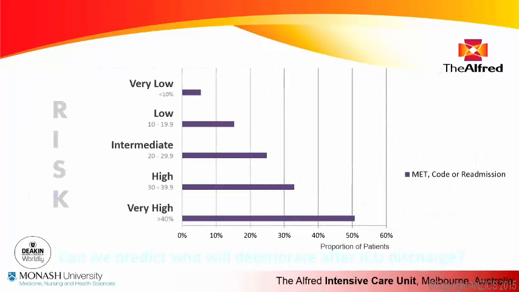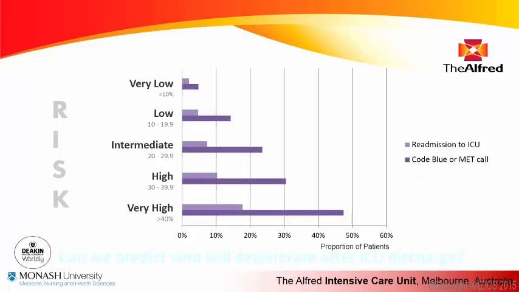Each patient was given a predictive chance of deterioration after ICU, then we stratified patients into high and low risk groups and looked at how well our predictions matched what happened to the patients. Although the predictive tool was developed to predict METs, code blues or readmissions, it appeared to work equally well if we wanted to identify patients just at risk of METs, which are the dark bars, or just at risk of readmission, which are the lighter purple bars. And then stratified by patients at risk of death after ICU, which are the very light mauve bars.